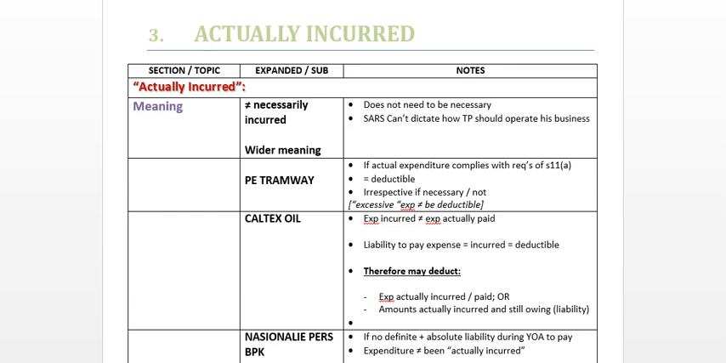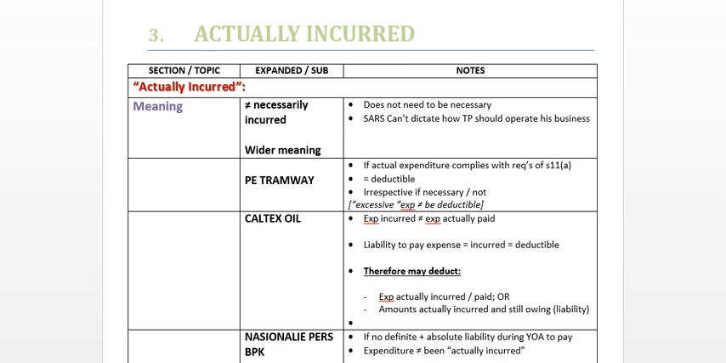So actually incurred, what is the meaning? It doesn't necessarily mean incurred. There's a wider meaning, and this does not need to be necessary. SARS can't dictate how the taxpayer should operate his business. PE crime rate determined that if actual expenditure complies with requirements of Section 11A, then that is deductible, irrespective of whether it is necessary or not. Excessive expenditure can be deductible.